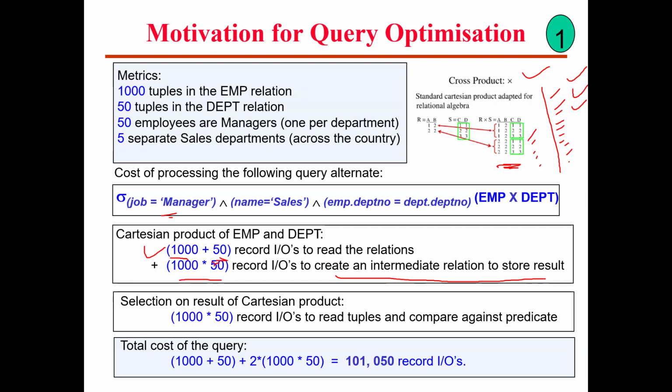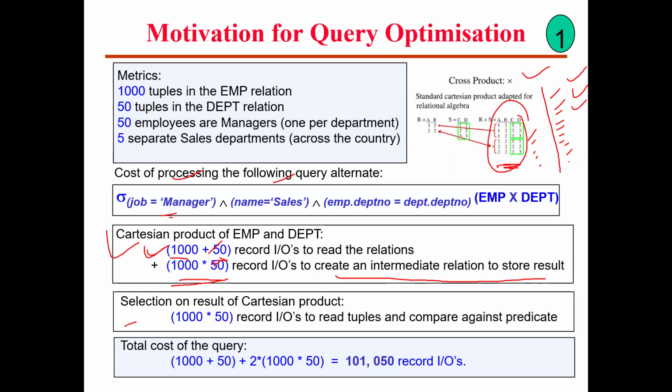So how many IO records in total are needed here? 1,000 plus 50 plus 1,000 multiplied by 50. 1,000 multiplied by 50 because of creating this. And then inside this, I need to check 1,000 times in the employee table because there are 1,000 employees inside the employee table, and 50 for the department table. So this is our Cartesian product, only the Cartesian product. Now we have to do this and this.